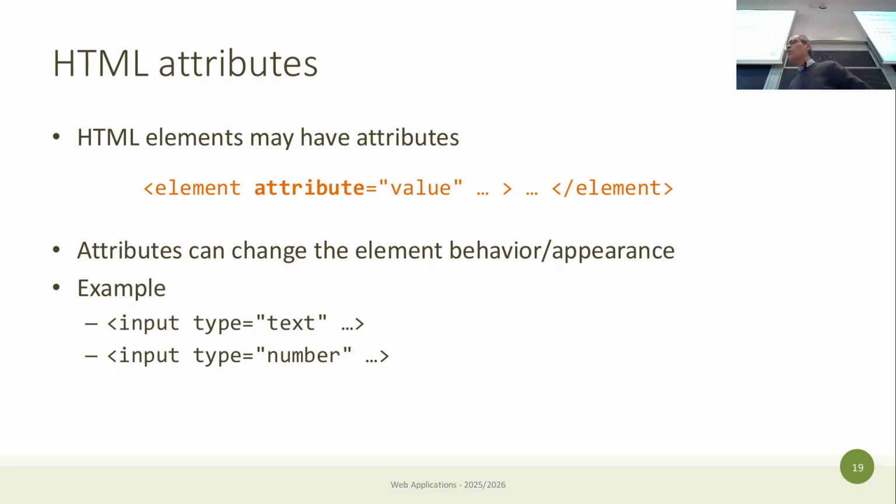HTML elements can have attributes. We already saw one, like href for the anchor tags, for the links. So just a name equal to a value, typically in quotation marks. In well-formatted HTML, we always use the quotation marks. Like we saw A, href, and so on, but input type text, input type number, and so on. Okay? It depends on the tag. The HTML5 specification, but also the older specification says which attributes are valid for each HTML tag. Okay?